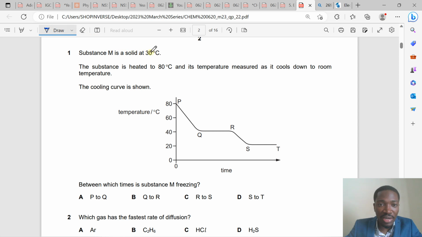Substance M is a solid at 30 degrees Celsius. So at a temperature of 30 degrees Celsius, at this temperature, the substance is a solid. Okay, it's fine. Let's go.